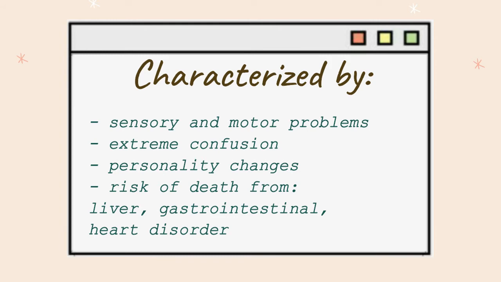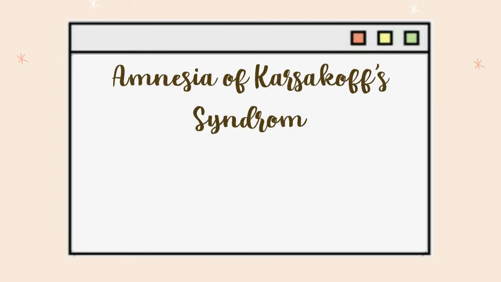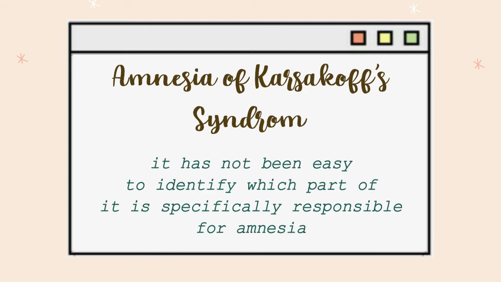The amnesia of Korsakoff syndrome is similar to medial temporal lobe amnesia in some respects. During the early stages of the disorder, anterograde amnesia for explicit episodic memories is the most prominent symptom. However, as the disorder progresses, retrograde amnesia also develops. But because the brain damage associated with Korsakoff syndrome is diffuse, it has not been easy to identify which part of it is specifically responsible for the amnesia.